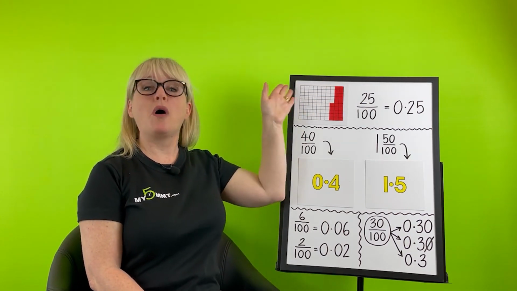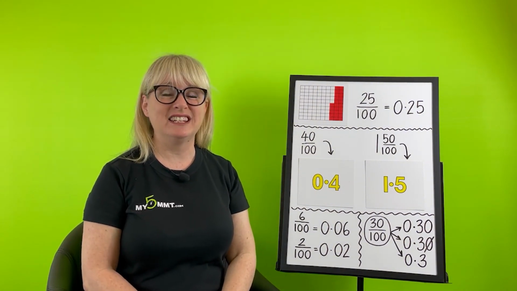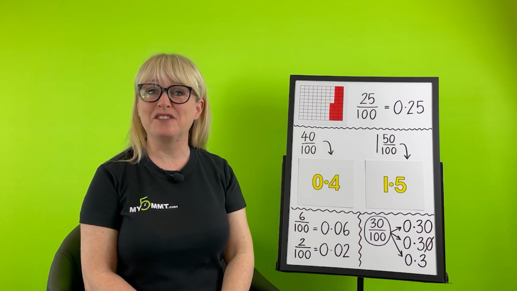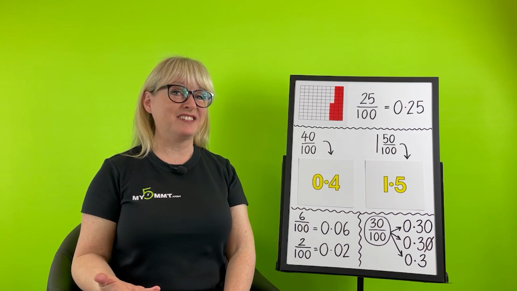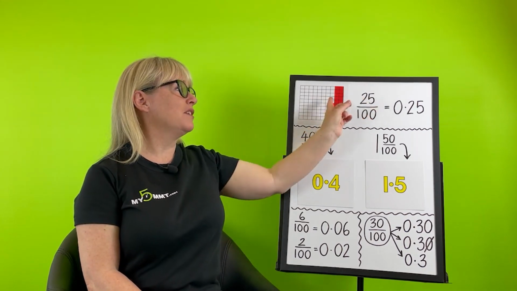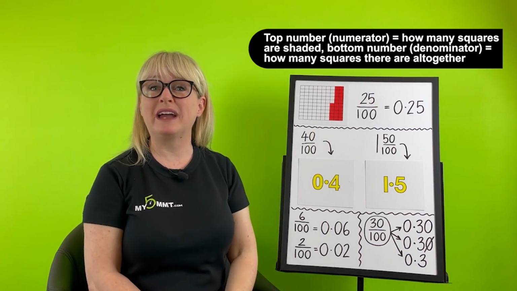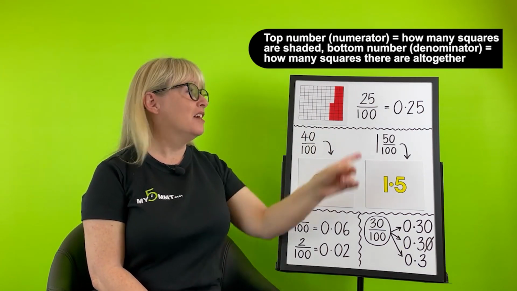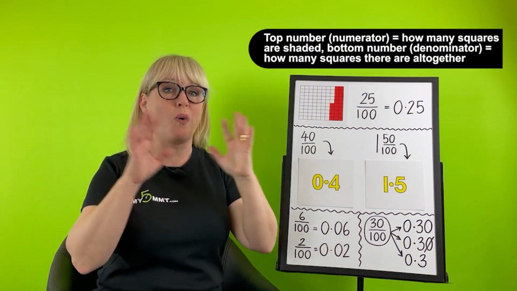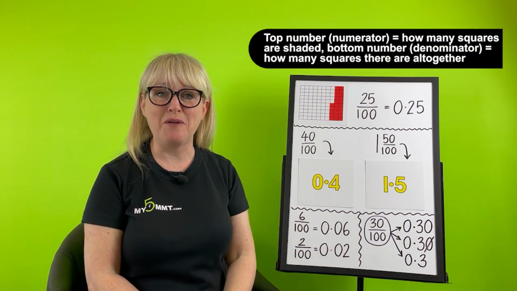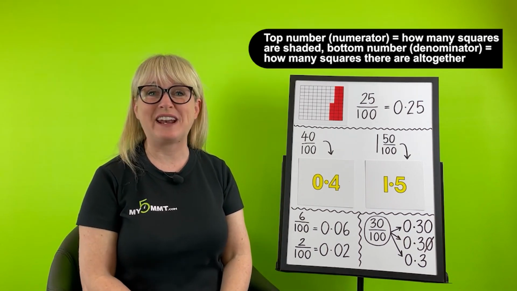Here you can see I've got 100 little squares, but only part of that is shaded. Just 25 out of the 100 squares are red. Now I can represent that as a fraction. I write 25 out of 100. That top number called the numerator is how many are shaded. The bottom number called the denominator is how many squares there were all together for one complete whole. Now I don't have one complete whole, I've only got 25 out of 100.